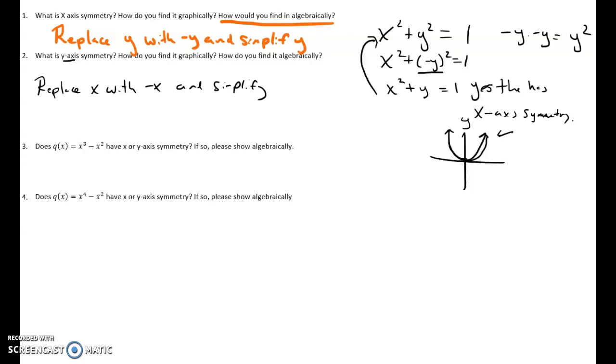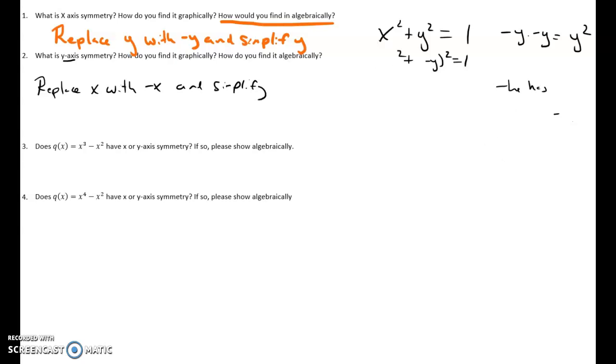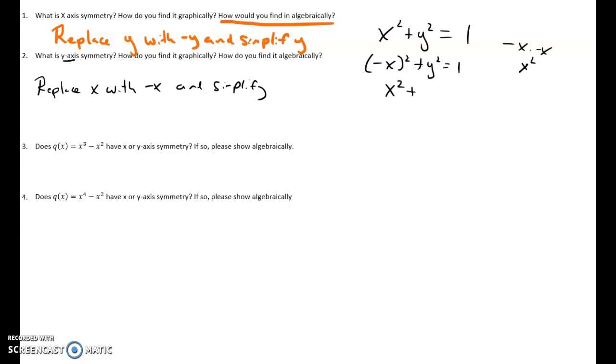So let's try this with the same thing we just had, this equation of a circle. We're going to replace x with negative x here. So it's going to be parentheses negative x squared plus y squared equals 1. What is negative x squared? Well, that's negative x times negative x, which is positive x squared. So I get x squared plus y squared equals 1. And again, that's the same thing. So we would say, yes, this has y-axis symmetry.